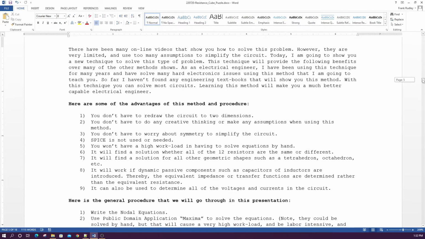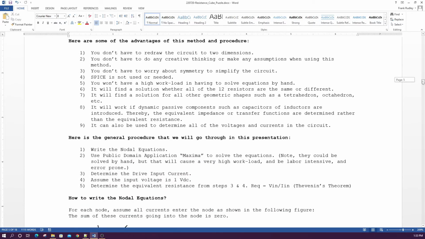So here are some advantages of this method and procedure. One advantage is that you don't have to redraw the circuit in 2 dimensions, as I saw in a lot of the other videos. You could keep this in 3 dimensions, or go to 2 dimensions. This way you save having to redraw this in your imagination. Sometimes doing this you could really screw up and get it wrong.